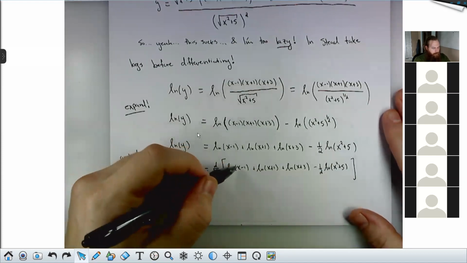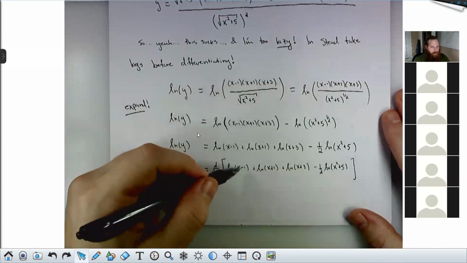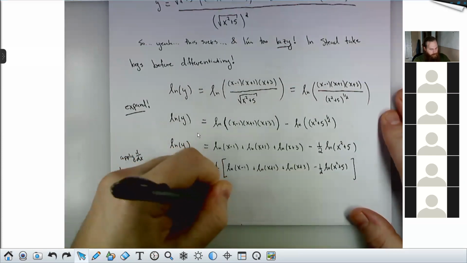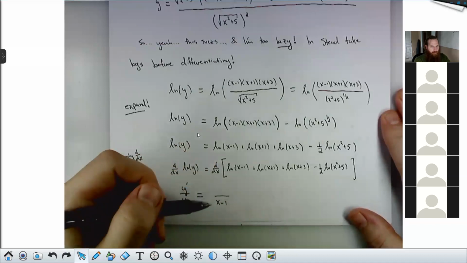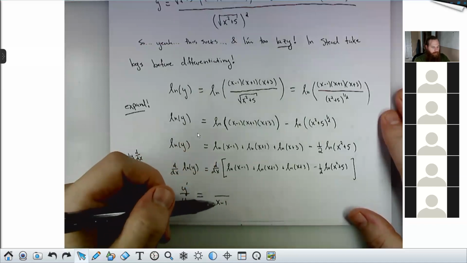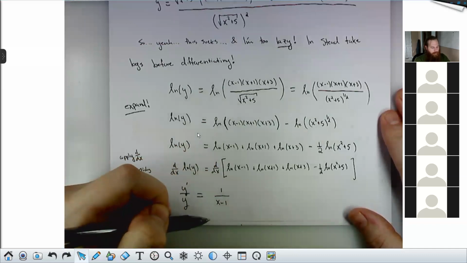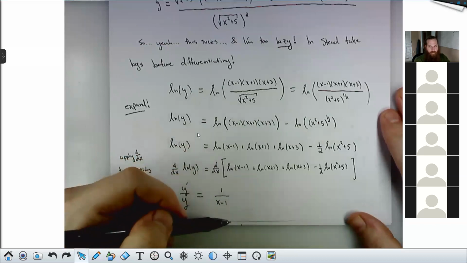So y primed over y equals, now let's come through on the right. The derivative of ln x minus 1 is the derivative of the inside over the inside. So the bottom is going to be x minus 1. And the top, what's the derivative of x minus 1? The x will differentiate to 1. The 1 differentiates to 0.